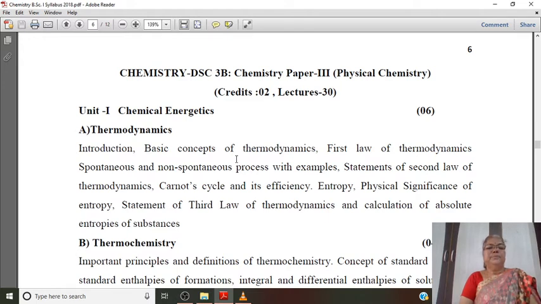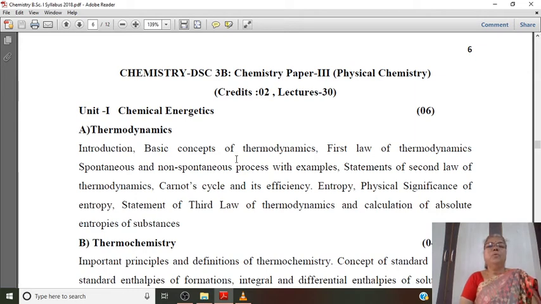Here again, all of you know the first law of thermodynamics deals with the conservation of energy, and conservation of energy means no loss of energy, no gain of energy. The statement of the first law of thermodynamics is: energy is neither created nor destroyed, but one form of energy gets converted into another form of energy. Very simple. This is the statement of the first law of thermodynamics.